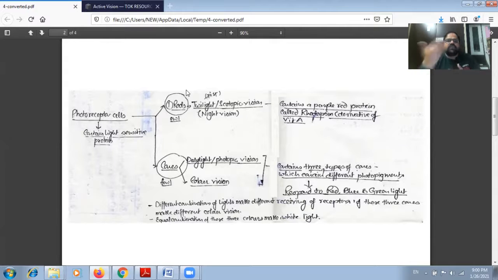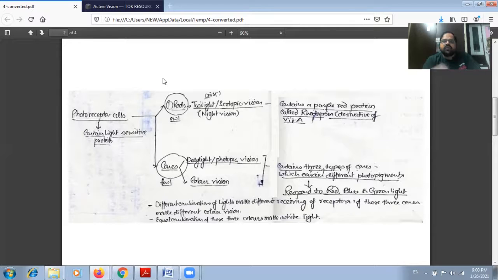It means when we are seeing some object, we need two things: one is color and another is light. Rods are the type of cells which contain the purple red protein called rhodopsin, and this rhodopsin is a derivative of vitamin A, and these rod cells just receive the light. So what happens in most nocturnal animals is they have only rod cells, just because they need to see in the dark.